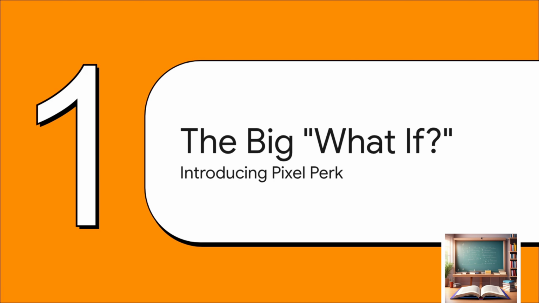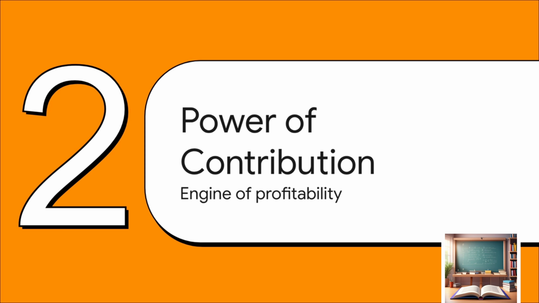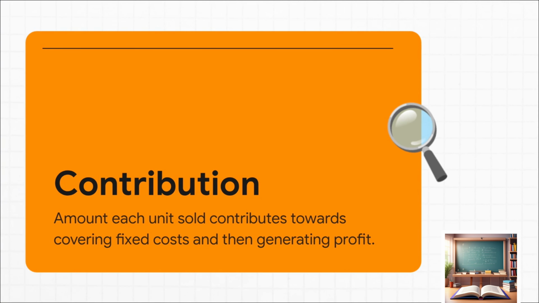All right, let's get into what I think is the most important idea in all of CVP. It's a little something called contribution, and you can think of it as the real engine that drives your business forward, from losing money to finally making a profit. So what is it? Well, contribution is the little chunk of cash you get from selling one item after you subtract the variable costs. The costs that are directly tied to making that one item.